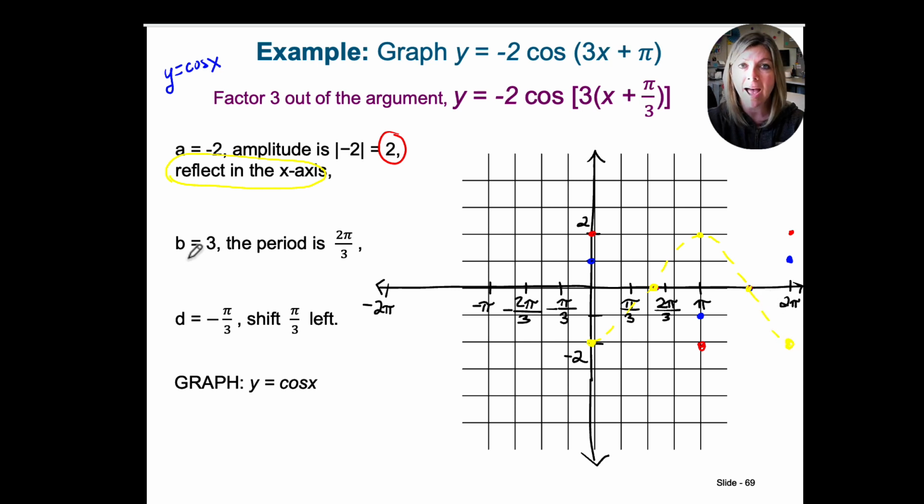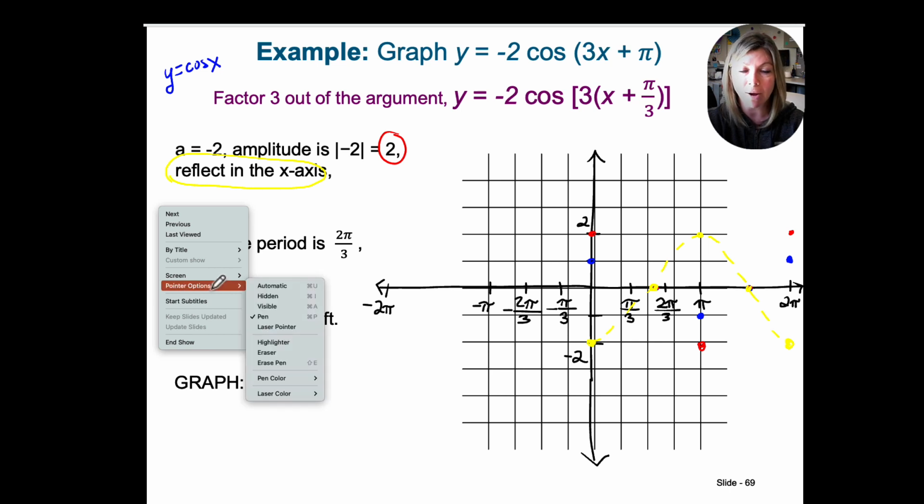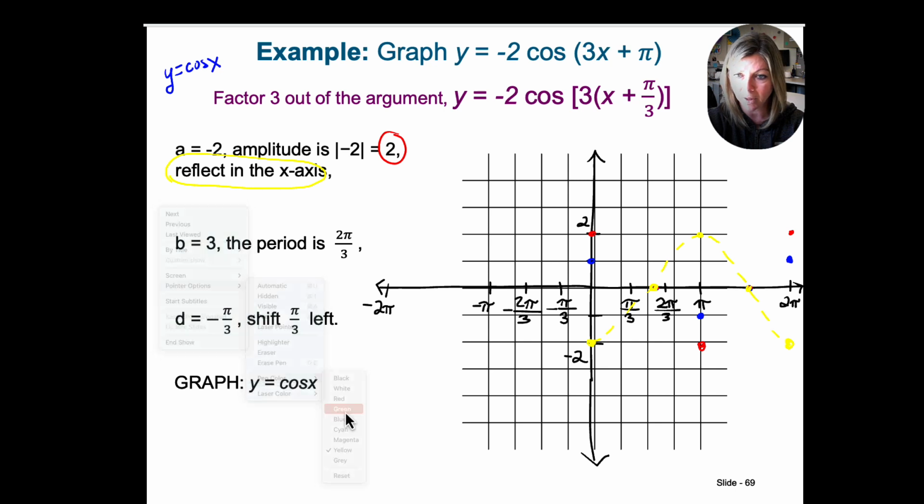Okay, next we have b equals 3, so that means that our period is going to change from this original 2 pi to 2 pi over b, or 2 pi over 3, if you will. So instead of it taking 2 pi radians for this cycle of cosine to complete, it has to be done in a third that amount, in a third of that many radians. So 2 pi over 3 is right here.